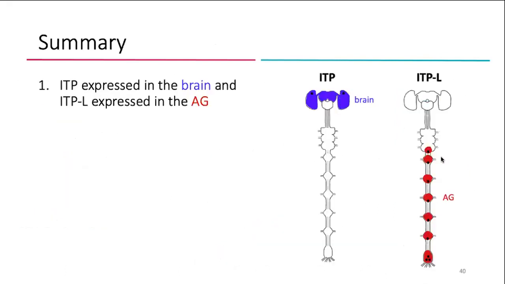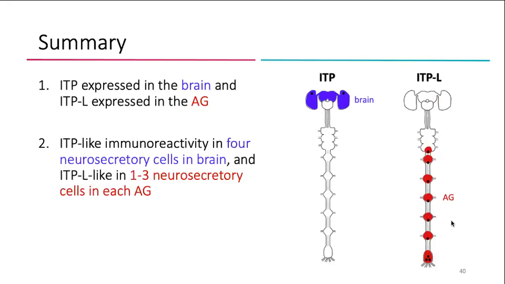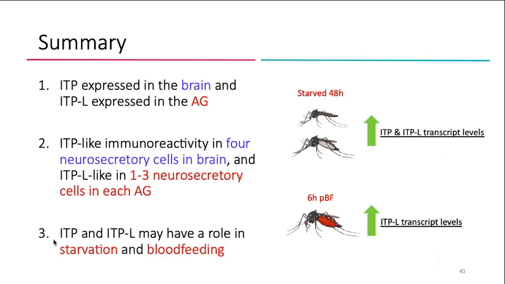So just to summarize the key points that we've seen so far. Through our expression profile analyses, we see that ITP expression is exclusively found in the brain, and ITP-L expression is found predominantly in the abdominal ganglia. ITP-like immunoreactivity was found in 4 pairs of neurosecretory cells in the brain, and ITP-L in 1 to 3 neurosecretory cells in each abdominal ganglia. And through our bioassays, we're potentially suggesting a role of ITP and ITP-L in starvation and blood feeding.